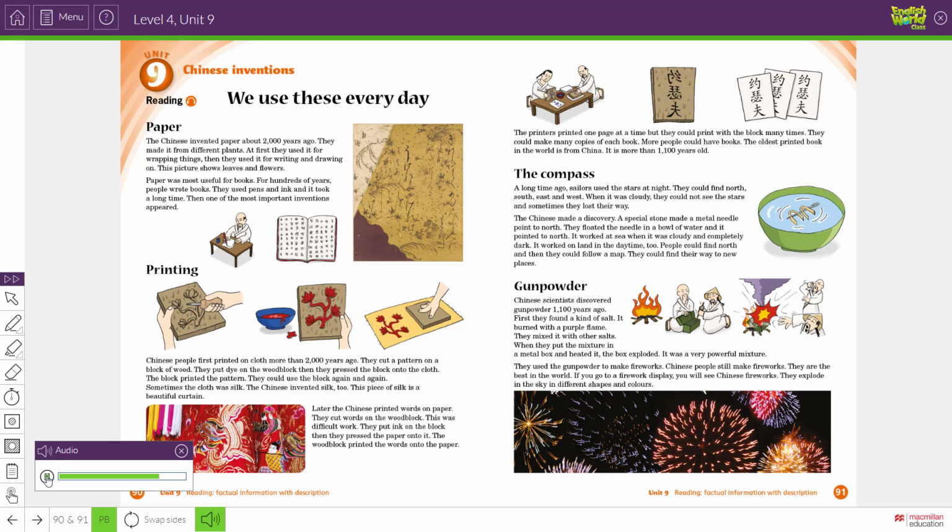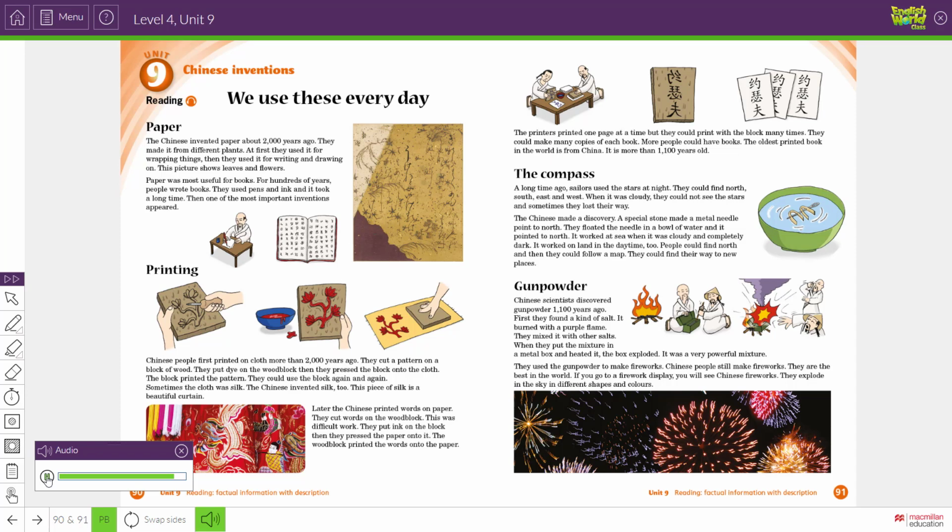Gunpowder. Chinese scientists discovered gunpowder 1,100 years ago. First, they found a kind of salt. It burned with a purple flame. They mixed it with other salts. When they put the mixture in a metal box and heated it, the box exploded. It was a very powerful mixture.